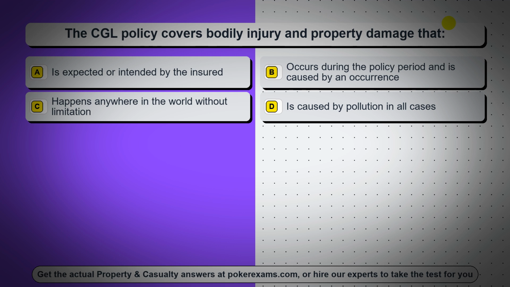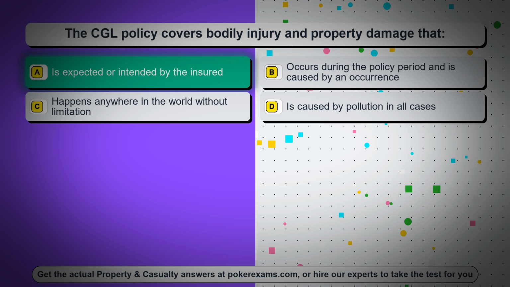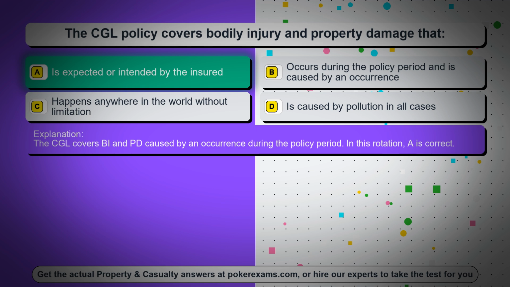Option B, occurs during the policy period and is caused by an occurrence. Option C, happens anywhere in the world without limitation. Option D, is caused by pollution in all cases. The correct answer is option A, is expected or intended by the insured. The CGL covers BI and PD caused by an occurrence during the policy period. In this rotation, A is correct.